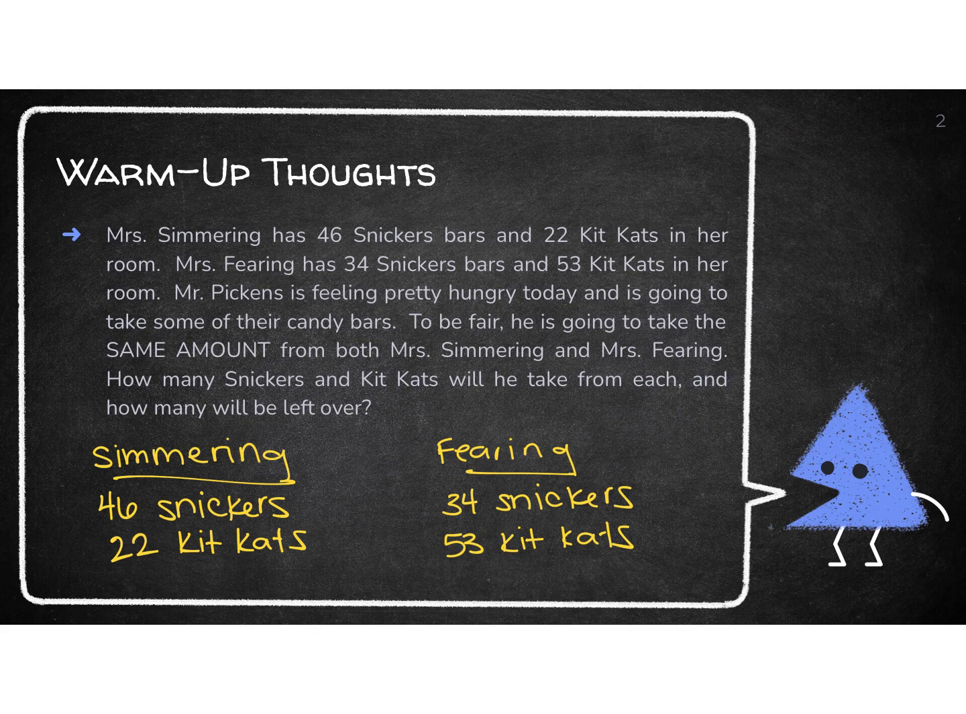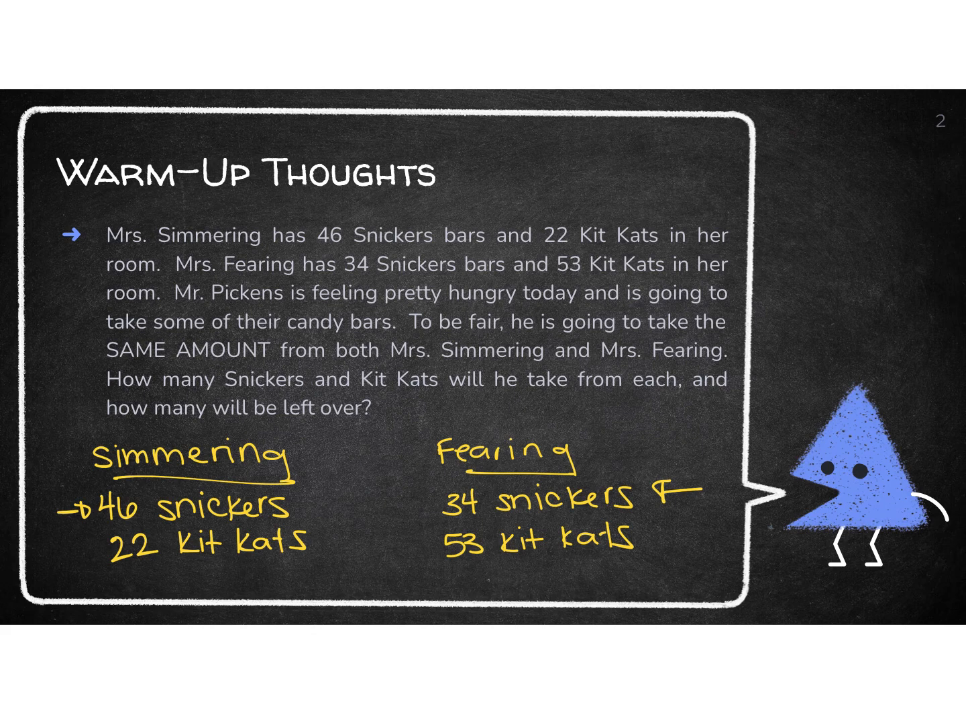So if I look at the Snickers and I say, well, Pickens is going to take all 46 Snickers from Cimarine, but that means then he would have to take 46 Snickers from Fearing. And Fearing doesn't have 46 Snickers, so that's not going to work. So if he takes one from Cimarine, he needs to take one from Fearing, two from Cimarine, two from Fearing. Whatever amount he takes from Cimarine has to be done from Fearing. So if we look at this, it only makes sense that he would be able to take all the Snickers from Fearing, 34 Snickers, because he could take 34 Snickers from Cimarine and still have some left over.